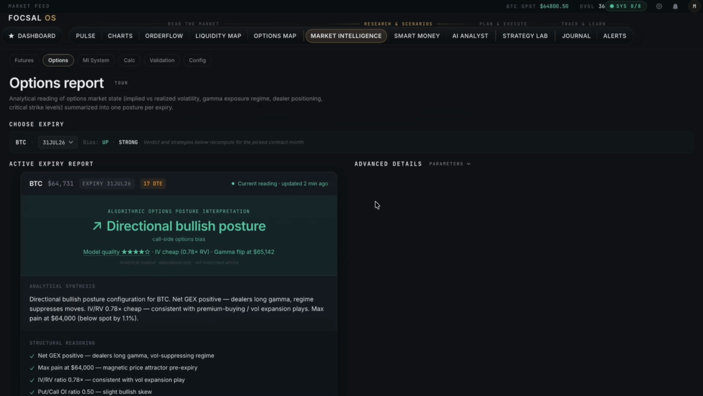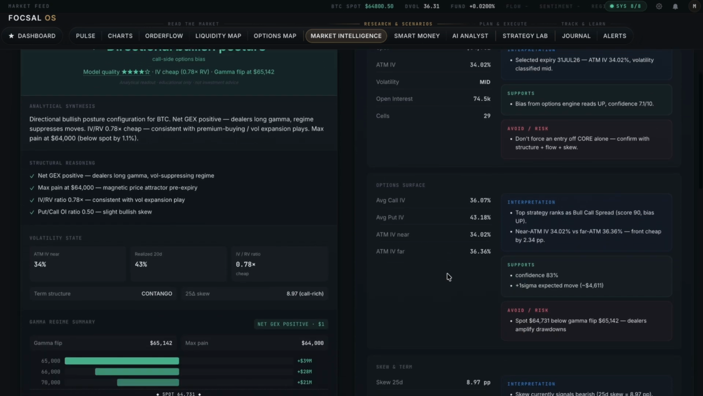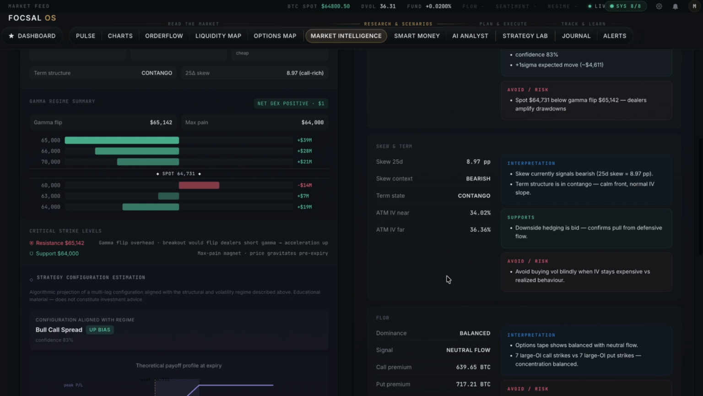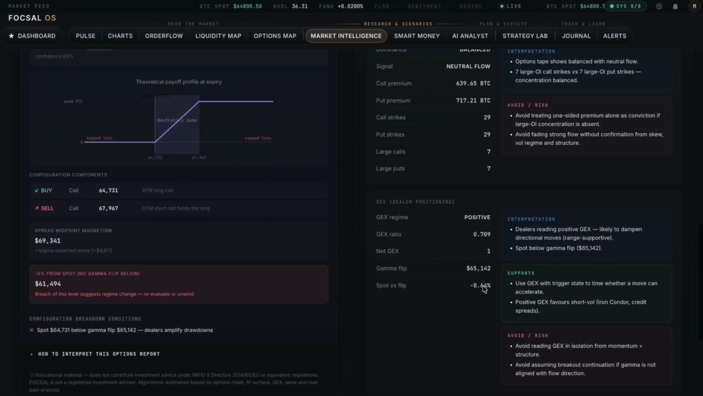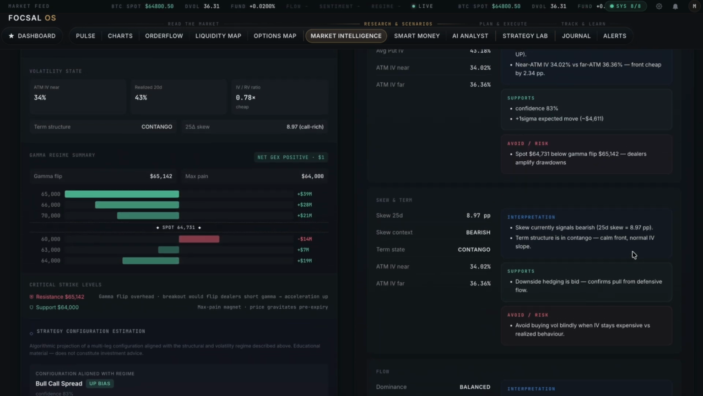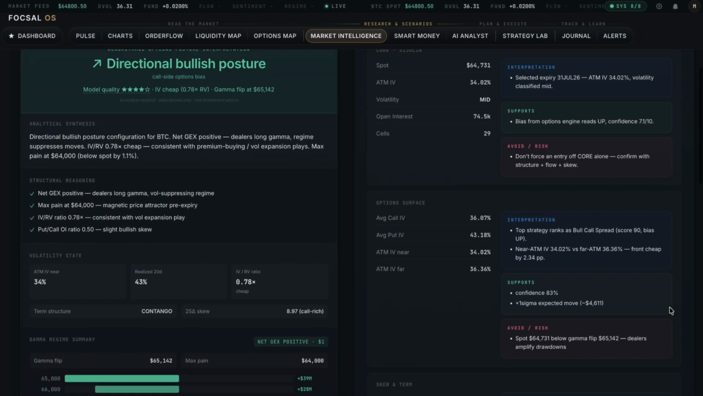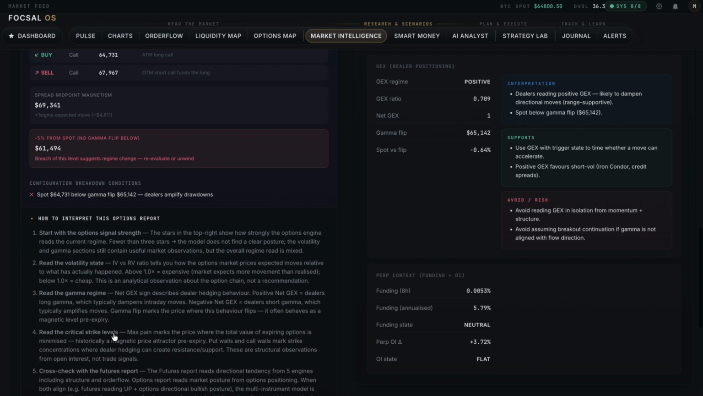And on the right, just like in the futures report, advanced details. The options surface, the skew, the flow, dealer positioning, futures context. All the raw data the model worked from. And again, next to every section, 3 fields. What the numbers mean, what supports the thesis, and what to avoid. At the bottom, an expandable section. How to interpret this report. Every concept explained, there, whenever you need it.